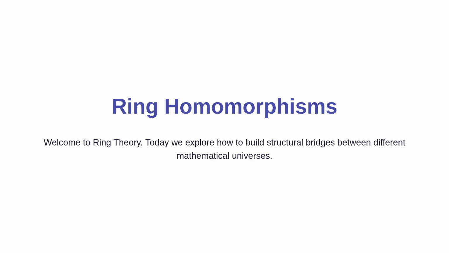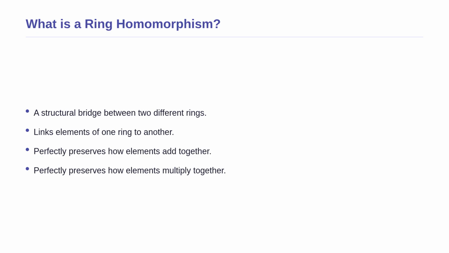In abstract algebra, we often want to compare two different mathematical universes, called rings, to see if they share the same underlying structure. A ring homomorphism is exactly this kind of structural bridge. Let us dive in and see how it works. Now that we have a high-level idea, let us define this concept formally.